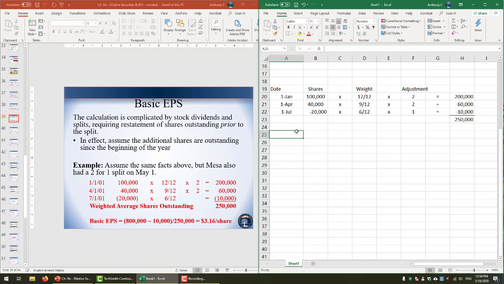In the case that you have something like a stock dividend, so let's just say there's a 50% stock dividend, you're going to do a similar process. However, a 50% stock dividend now means there's 1.5 times more stock than before. So now your adjustment would just be 1.5 for any date before the stock dividend.